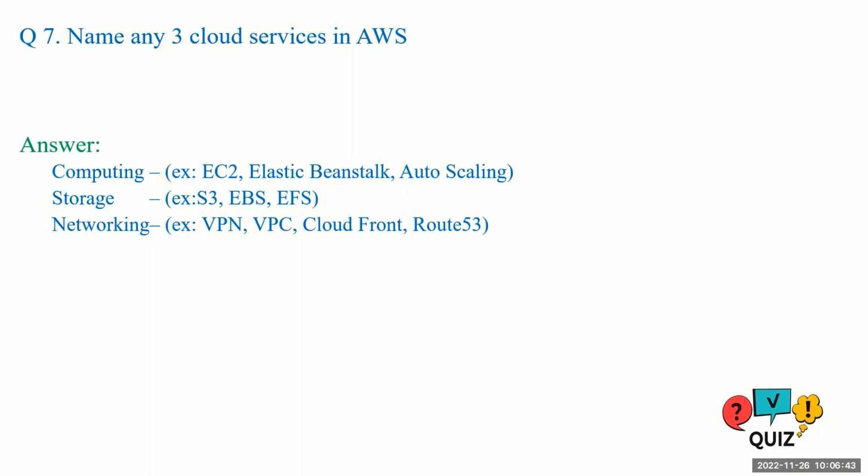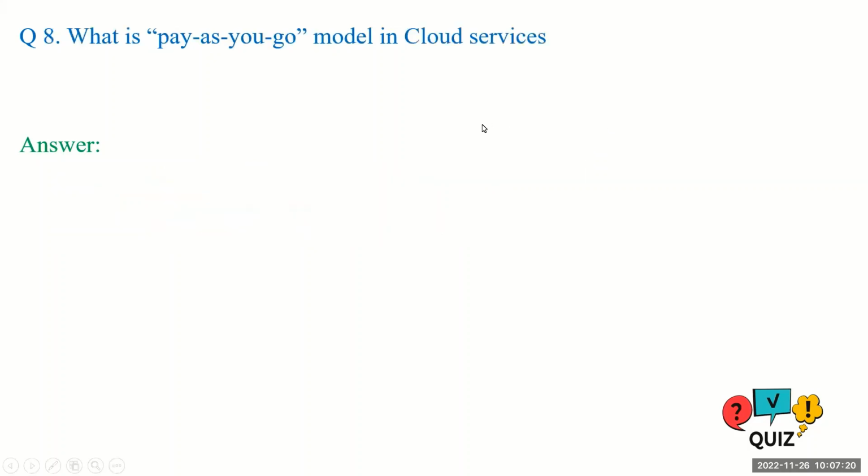Under computing, we have EC2, Elastic Beanstalk, auto scaling. The topics that are not covered will be touching upon very shortly. Under storage, we have S3 Simple Storage Service, EBS, EFS. Can someone tell me which storage we have touched upon so far? EBS, Elastic Block Storage. Correct, that's correct. That is the default hard disk storage that is attached to your virtual machines. And the third service is networking, VPN, Virtual Private Network, VPC, Virtual Private Cloud, CloudFront, and Route 53. All right, good attempt. Let's move on to the next one.